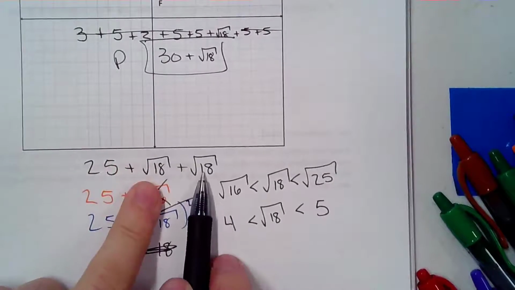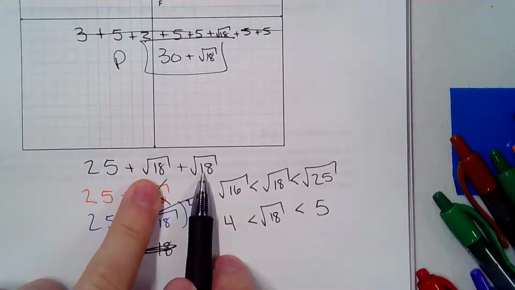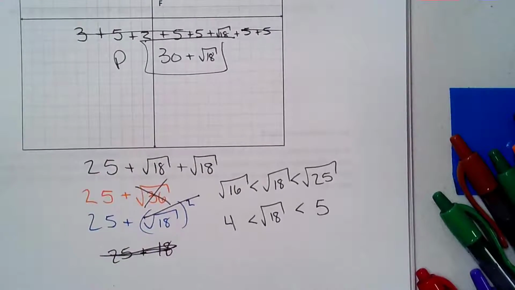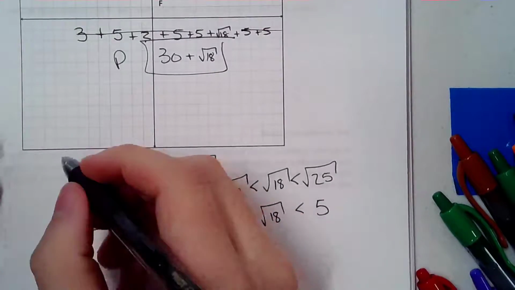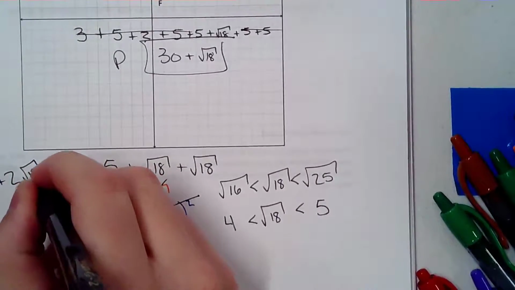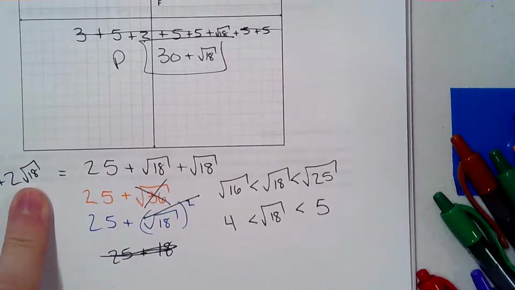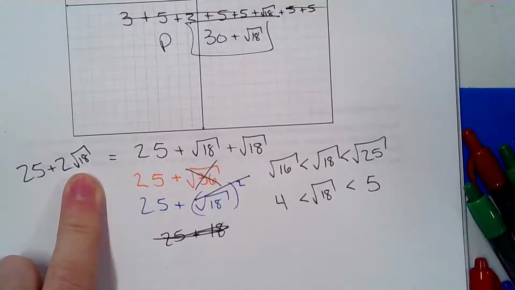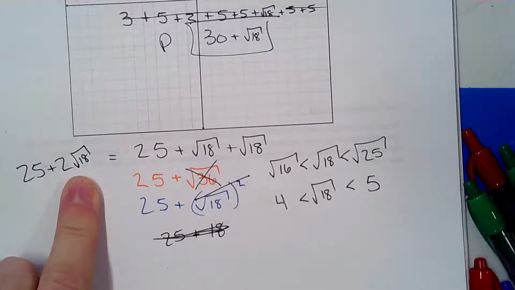If I have 2 root 18s, right? You've got 1 root 18. I've got 1 root 18. How many root 18s do we have? We got 2 of them, right? So 25 plus 2 root 18s. That's what that means. You've seen it before. 2 times root 18. No, 2 root 18s. It's like having 2 x's. You've got 2 root 18s.